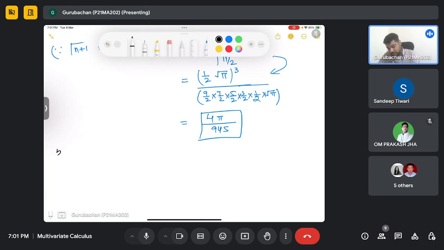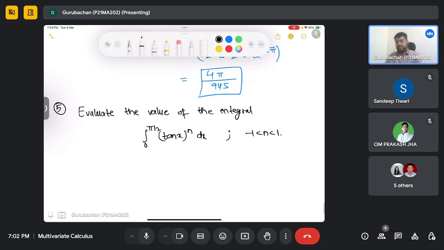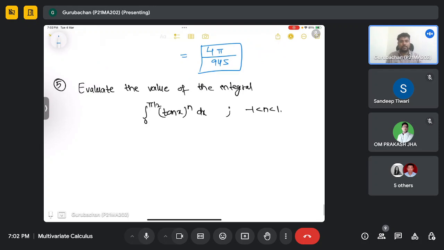Now the next problem is related to properties of beta and gamma function. Evaluate the value of the integral from 0 to pi by 2 of tan x to the power n dx, where n lies between -1 and 1. Now I will not do this because we have discussed many integrals like this in the extra class also. You tell me what is the value of this and how we can approach this one.